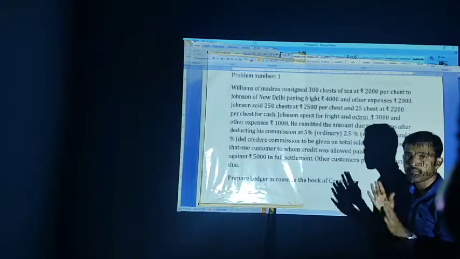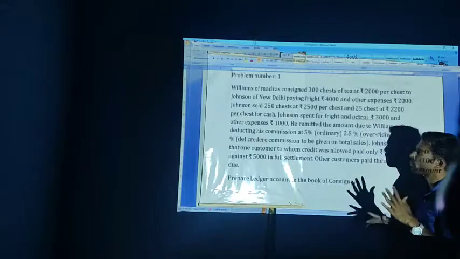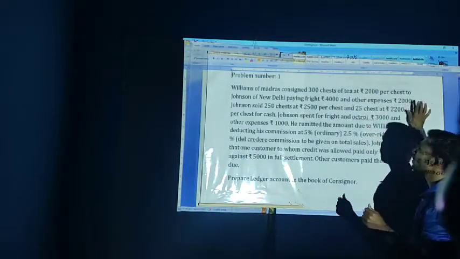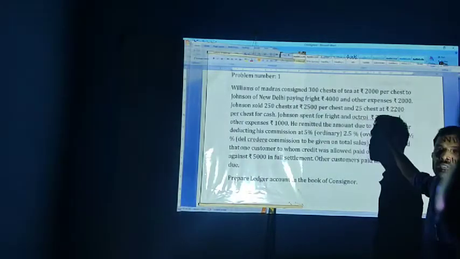But we don't know exactly what the closing stock will be. If there is any normal loss or any abnormal loss, we have to deduct it. But as of now, the 25 will be what? Closing stock. Now this is the sales made by the consignee.